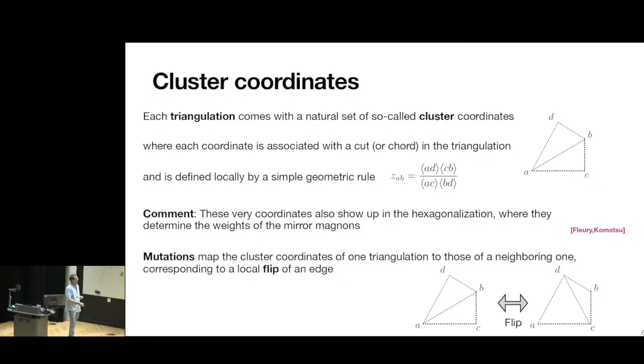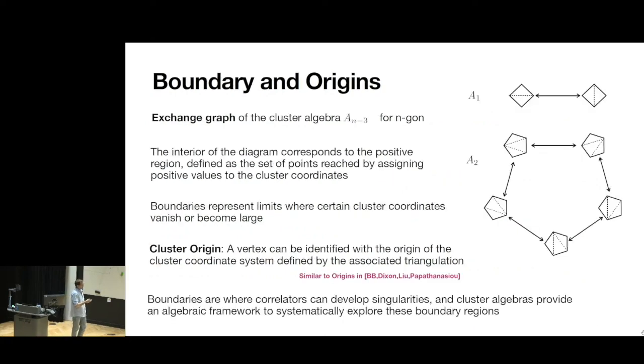So this is a basic example where you introduce a coordinate for this set of chords here. You do a flip, which is just a change of triangulation, and you get a new set of coordinates, which are related by some algebraic relation. Okay, so this is all very basic, you agree? So this is the exchange graph of the cluster algebra. We get some A1, here we get some A2, which is a pentagon.